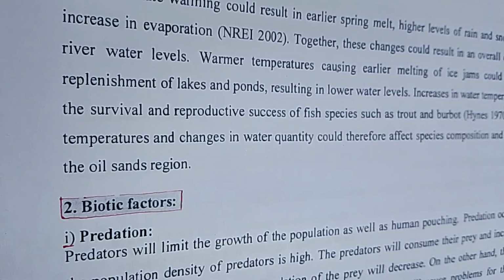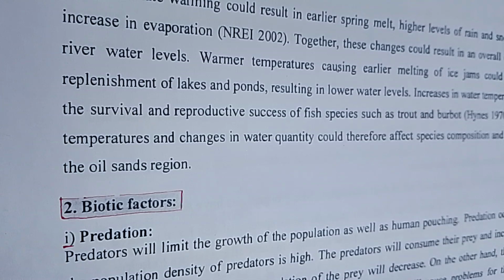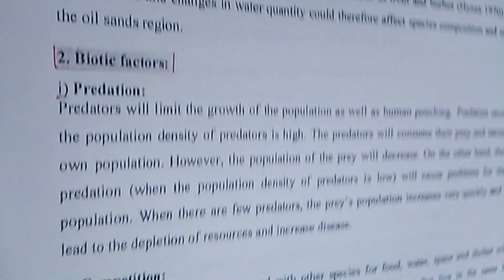Warmer temperatures causing earlier melting of ice jams could affect replenishment of lakes and ponds, resulting in lower water levels. Increases in water temperature could affect the survival and reproductive success of fish species such as trout and burbot. Warmer temperatures and changes in water quality could therefore affect species composition and survival in the oil sands region.